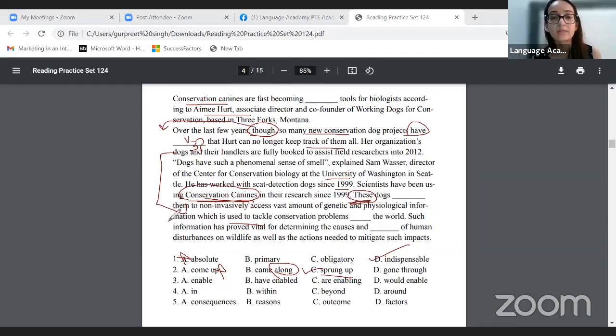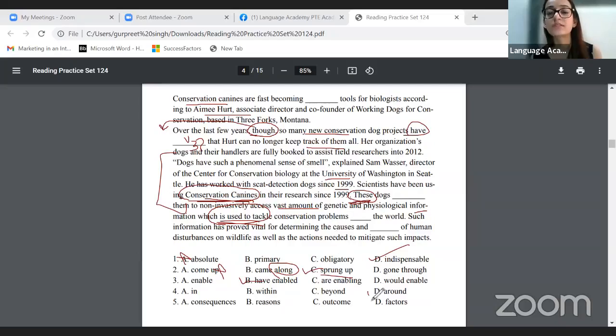These dogs enable them to access vast amounts of information which is used. That means they should have provided the information because we are already using it. So we cannot go with enable. We are not giving the general profession or general duty of these dogs. We are saying these dogs have enabled a vast amount of information which is used, meaning they have provided information which is used to tackle conservation problems around the world.